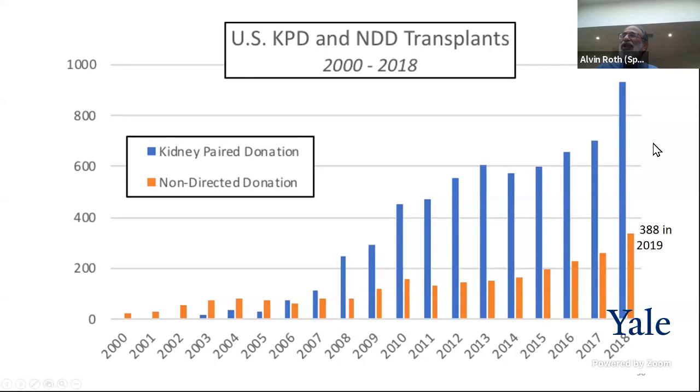And if I had run out of time, I could stop the talk right here, and I would have told you about victory after victory and how we're doing great. But we're winning these victories in a war that we're losing. Remember, there are 100,000 people on the waiting list. When I started working in transplantation, there were 40-some thousand people.